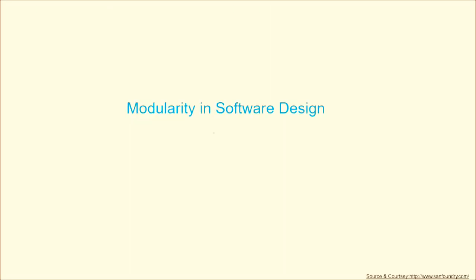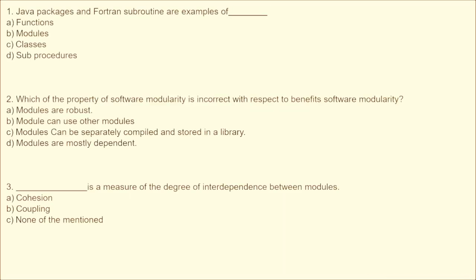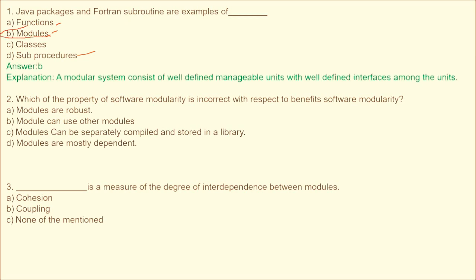Next topic is modularity in software design. So let us take the first question. Java packages and Fortran subroutine are examples of: functions, modules, classes, sub-procedures. These all are different. Though they are spoken together, they sometimes have very borderline differences. Java packages and Fortran subroutine, the answer is module.